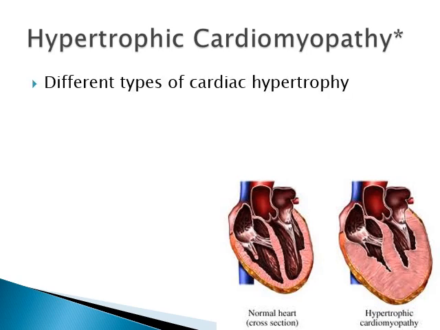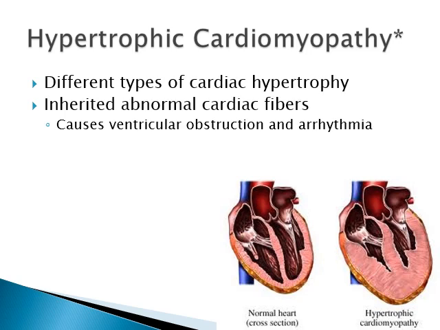Okay, so hypertrophic cardiomyopathy, and there's different types of cardiac hypertrophy that could occur, and we had talked at the beginning about some of the adaptations that occur as far as exercise. So now this is an abnormal development of the cardiac muscle. What happens in the case of hypertrophic cardiomyopathy, or what you just consider pathologic hypertrophy of the cardiac muscle, you inherit abnormal cardiac fibers, and what that does is it causes ventricular obstruction and could cause an arrhythmia.